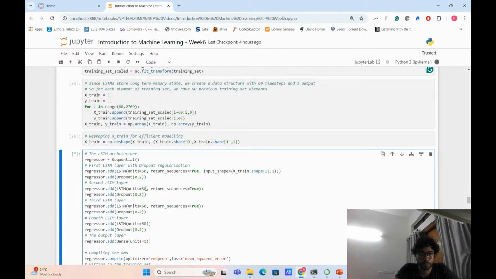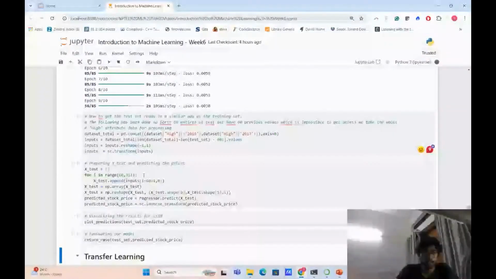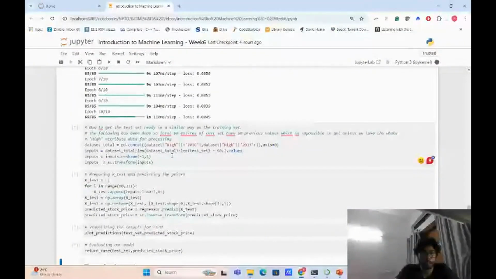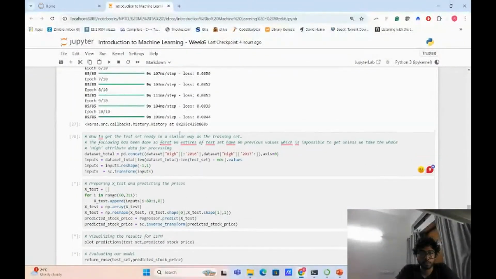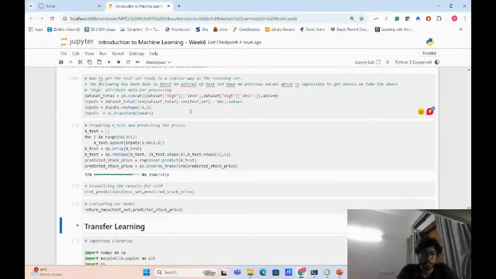For example, 50 units, 20, and these are dense layers. And what are these? Dropout ratio is 0.2, right? So this is just a way to show how powerful this is. I think you should get a better idea if you use this notebook and do some hands-on with it.